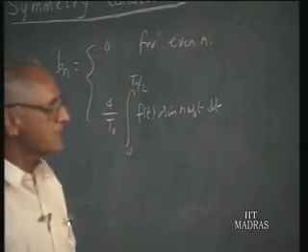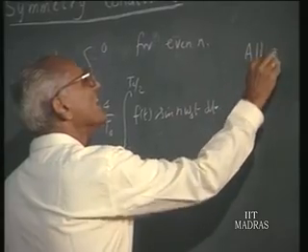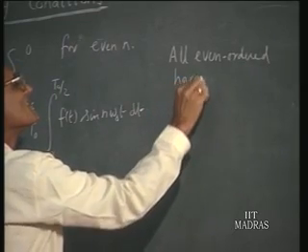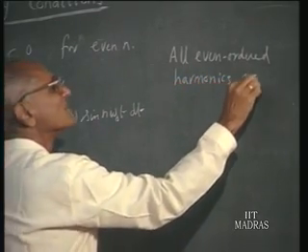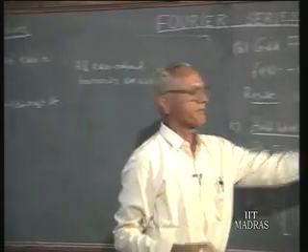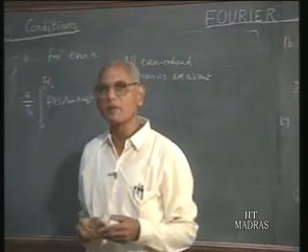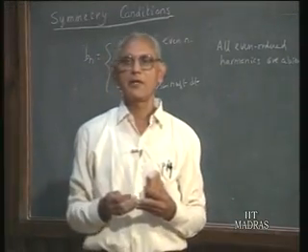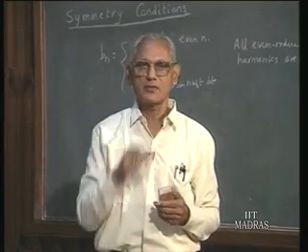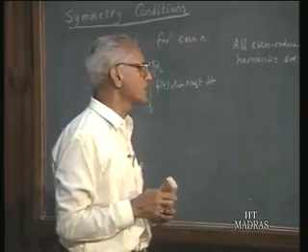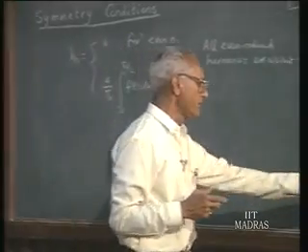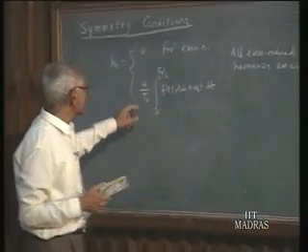We can summarize this saying that all even ordered harmonics are absent. So, when you have this kind of symmetry, as you have in the waveforms generated by electrical machines, you will have only the fundamental, third harmonic, fifth harmonic, seventh harmonic and so on. You can't think of having the second harmonic, fourth harmonic, nor even the DC term, because the average is going to be 0.